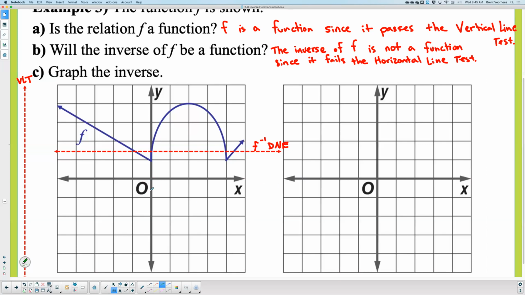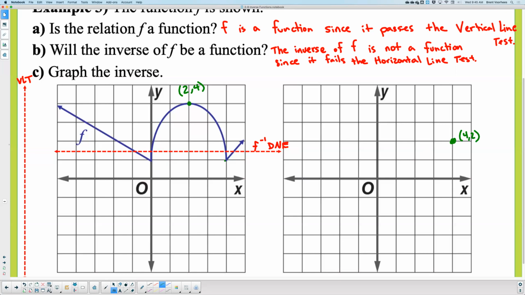So how do I do so? We're going to switch x and y values. So for example, this value right there, what point is that? X and y, what are its coordinates? 2 to the right, 4 up. So if the function f has a point at 2, 4, where would the inverse relation have a point? 4, 2. So place a point there at 4, 2.